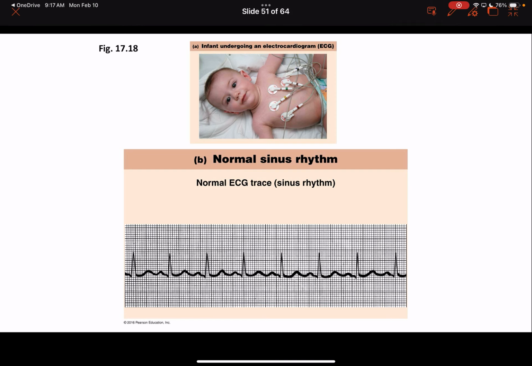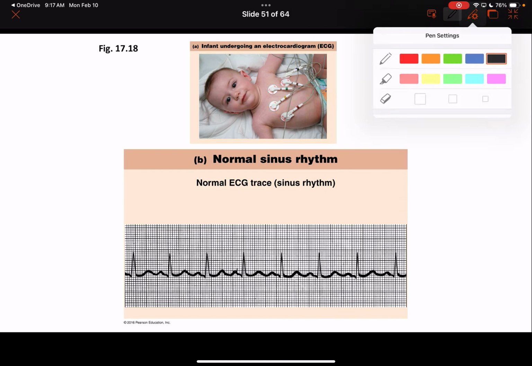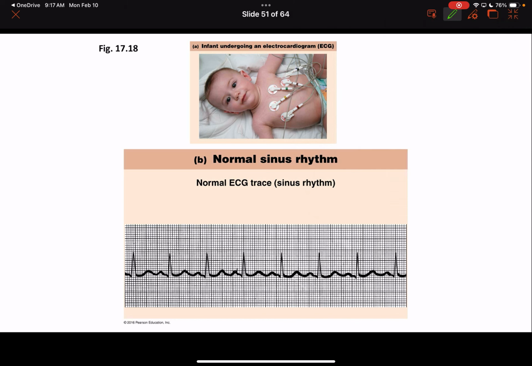So this is a normal ECG tracing where you have the P wave, and I'll do it. Don't do black on black. Okay. P wave, QRS complex, T wave. P wave, QRS complex, T wave. So this is a normal sinus rhythm, a normal ECG.